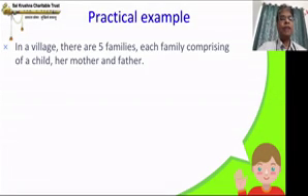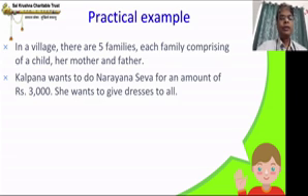In a village, there are 5 families, each family comprising a child, her mother and father. So there is one daughter and her father and mother, 3 persons in a family, and there are 5 families, totally 15. Kalpana is a volunteer. She wants to do Narayan Seva for an amount of rupees 3000. She wants to give dresses to all.